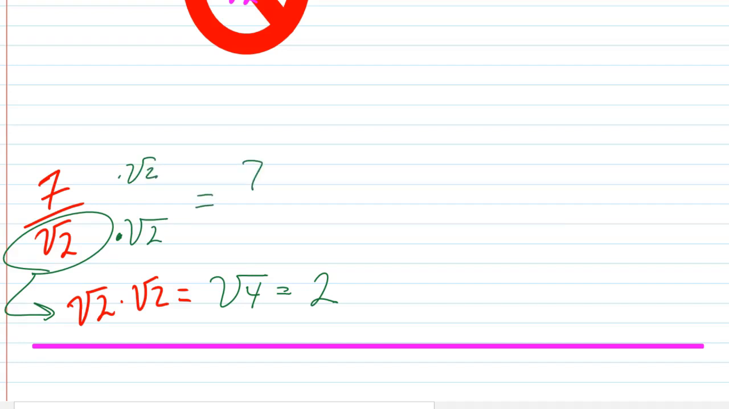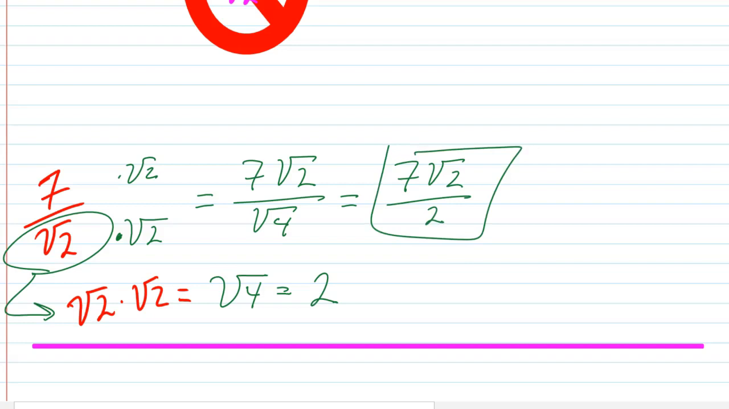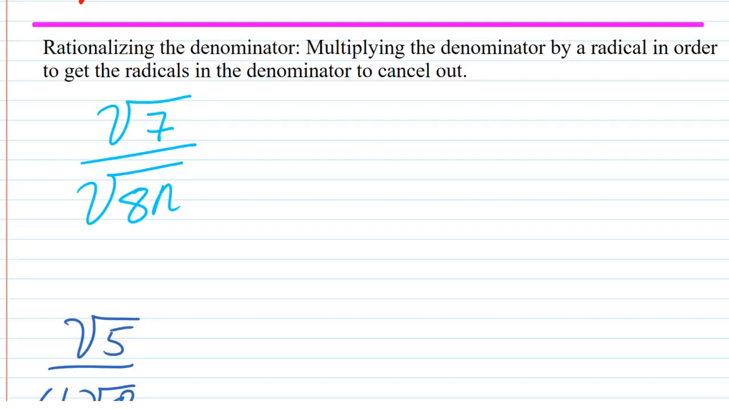What that gives me is 7 square root of 2 over square root of 2 times square root of 2, which is the square root of 4. I can simplify that. 7 square root of 2 over the square root of 4, which is 2. That's rationalizing the denominator, multiplying the bottom by a radical in order to get it to cancel out. Let's try this a couple more times.